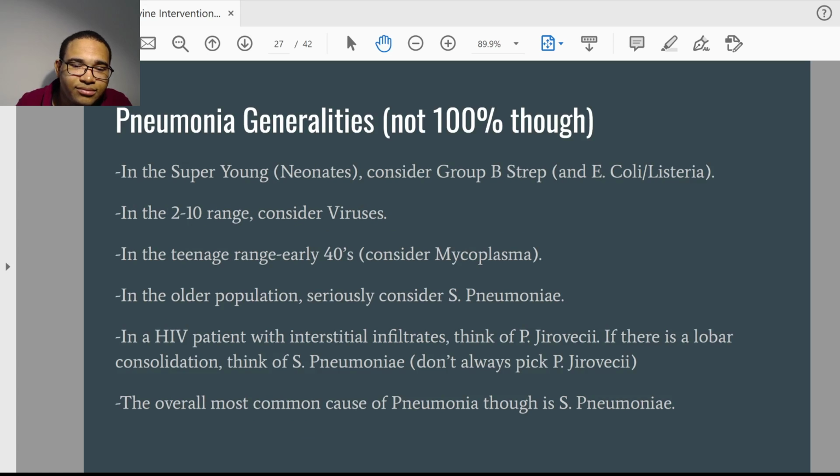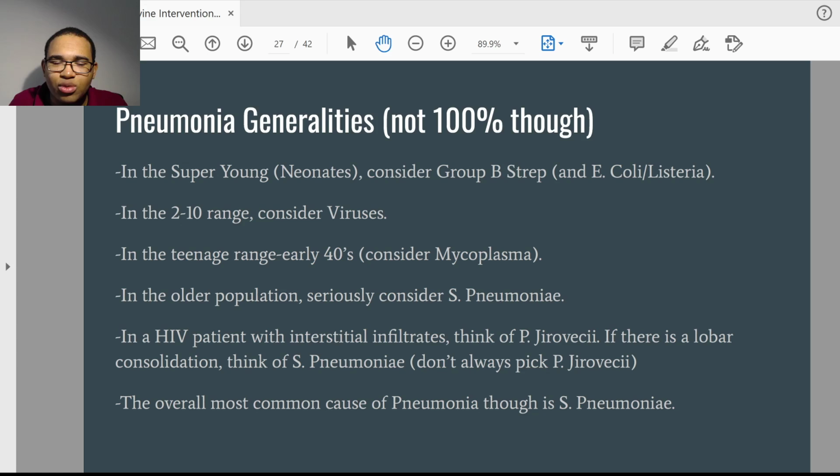Okay, so what are some pneumonia generalities? It's not 100% accurate, but there are very few, if any, circumstances where these generalities will not be accurate on your test. So if you see pneumonia in the super young, go with group B strep. If you don't see group B strep as an answer, so super young, I mean the first 20 days of life, if you don't see Strep agalactiae or group B strep, go for E. coli. If you don't see E. coli, go for Listeria. Remember, the drug of choice for treating Listeria is ampicillin.